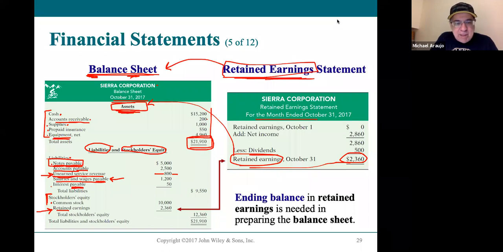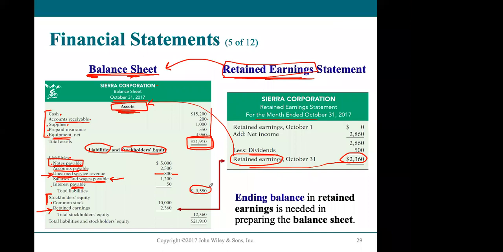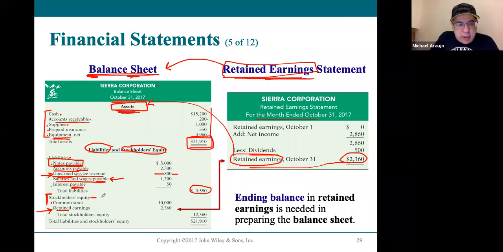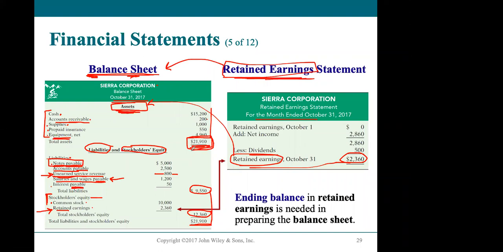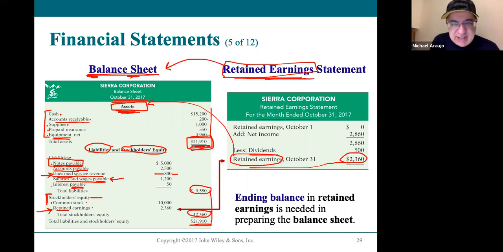All right, notice that liabilities are totaled on the right side here. We already went over the stockholders' equity accounts, common stock and retained earnings. They're added up and totaled here, and the total is put below. And as you see, the total liabilities and stockholders' equity of $21,910 equals the total amount of assets as well. Okay. All right. So I'm going to go ahead and stop the recording here.